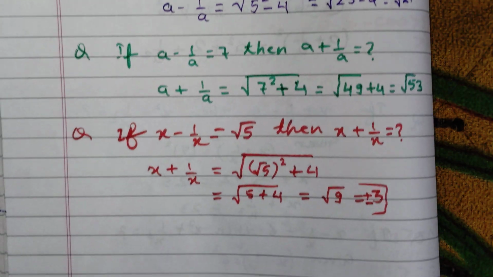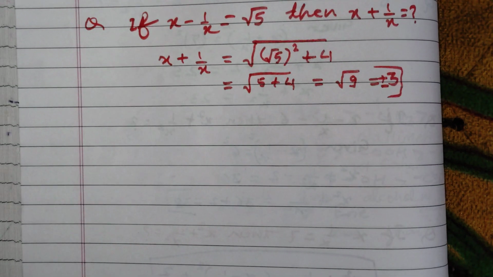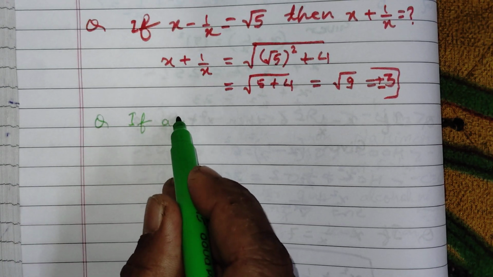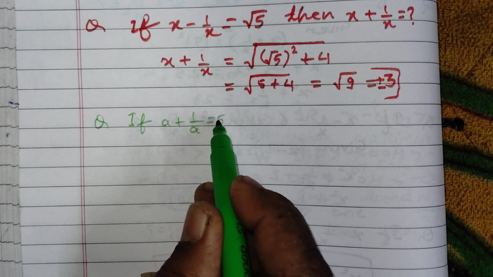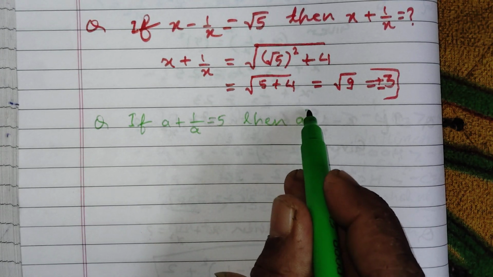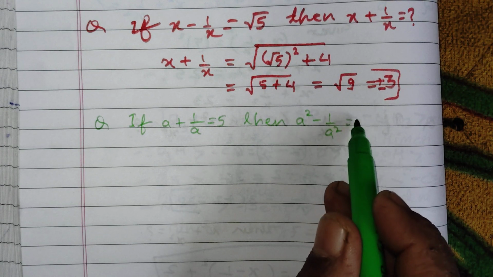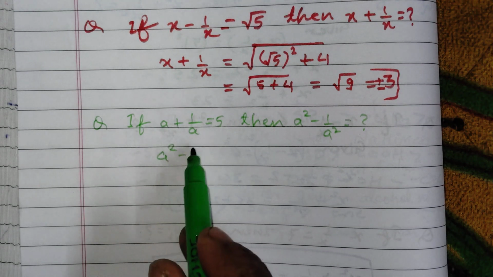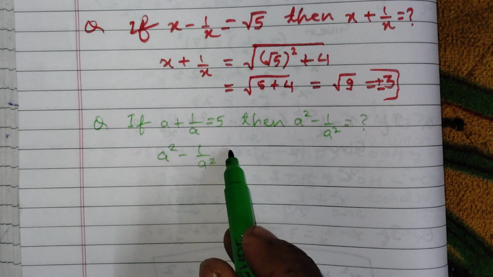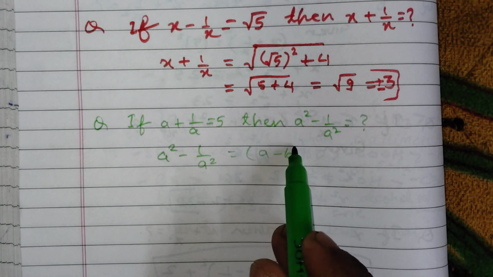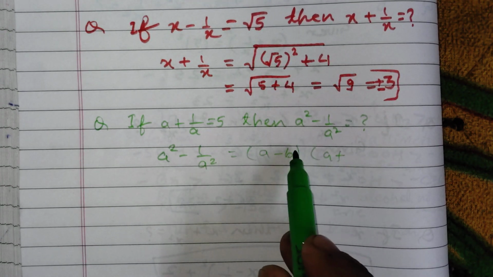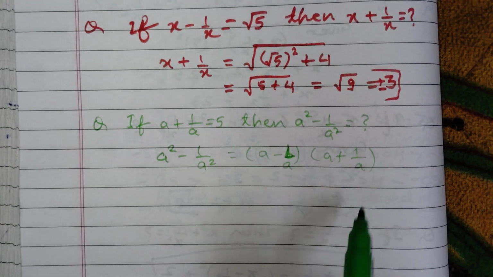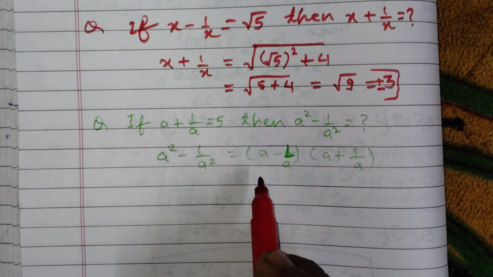Next question is, if a plus 1 upon a equal to 5, then a square minus 1 upon a square is equal to question mark. So first we write a square minus b square identity. A square minus b square, its identity is a minus b times a plus b. So b here is 1 upon a. So a minus 1 upon a times a plus 1 upon a. This is the identity here we are using.